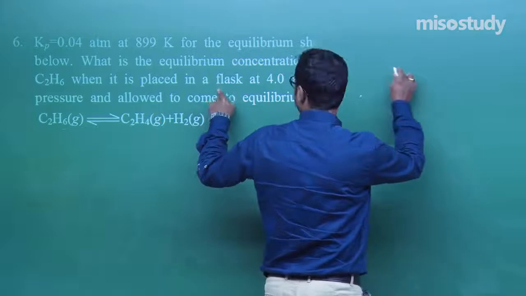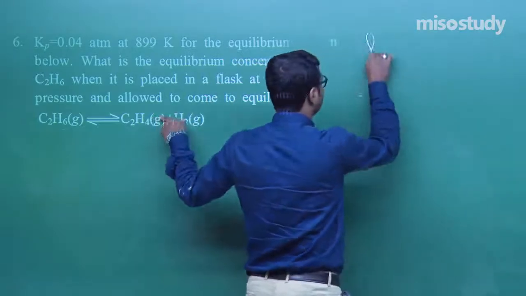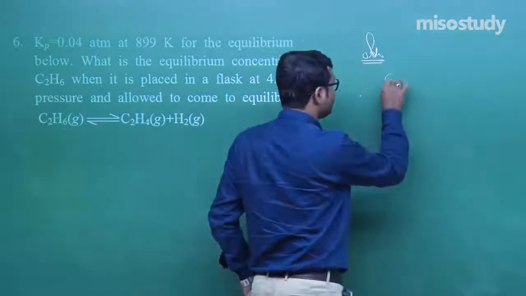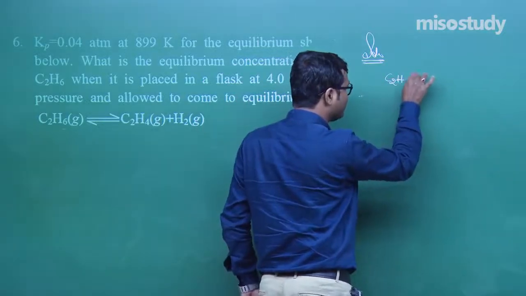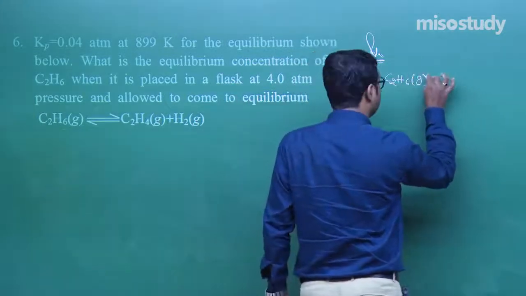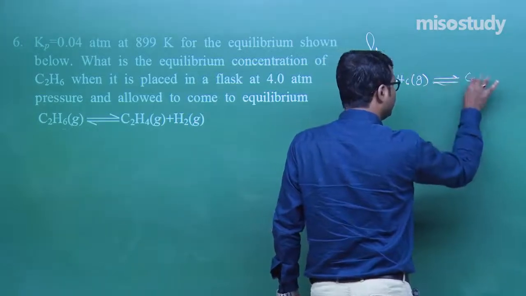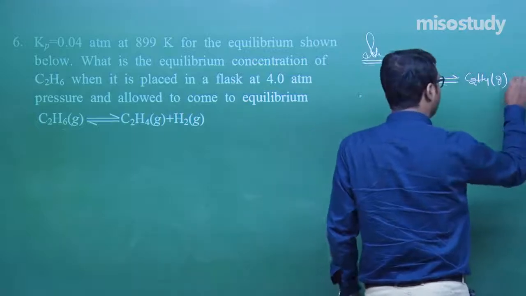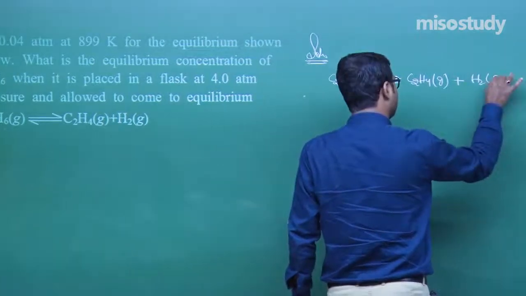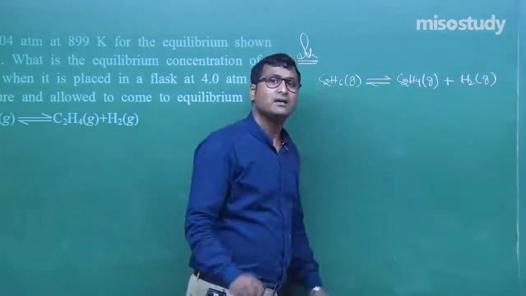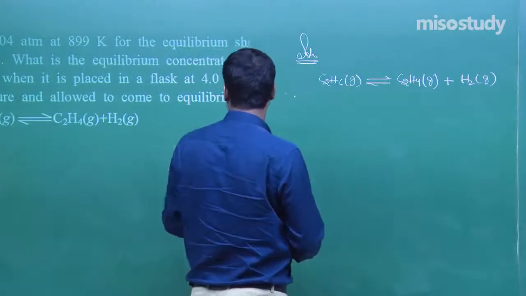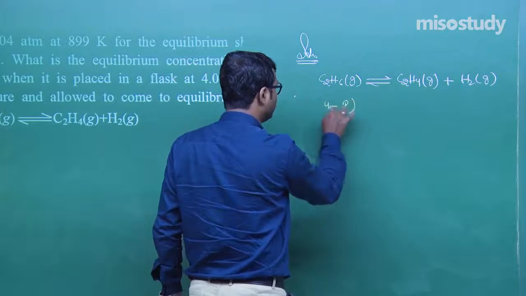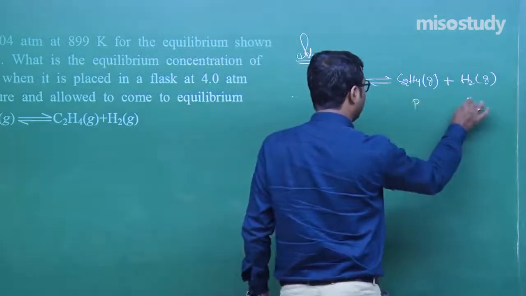Now what is the expression? Solution of this question. This is one of the best questions. C2H6, this is in a gaseous state, gives you C2H4, which is also in a gaseous state, plus H2, which is a gaseous state. Am I right? Yes. Now what are the pressures at equilibrium? 4 minus P, P and P.